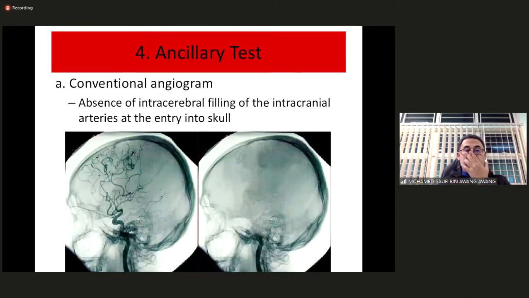So what are the confirmatory tests? The best is the angiogram. But of course, angiogram is invasive. But if you look, this is a normal person.